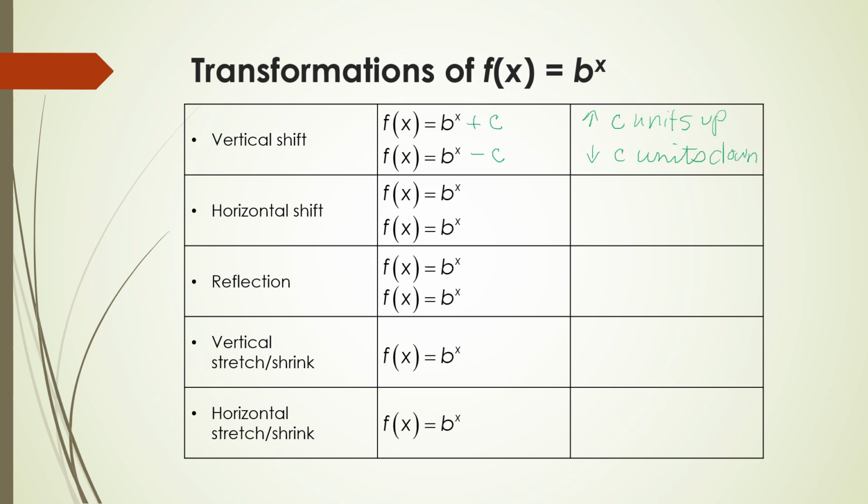A horizontal shift is going to be that we add or subtract a number in the exponent. So add c or subtract c. If I add c in the exponent, it's going to move it to the left that number of units. If I subtract a c, I'm going to move it to the right c units.